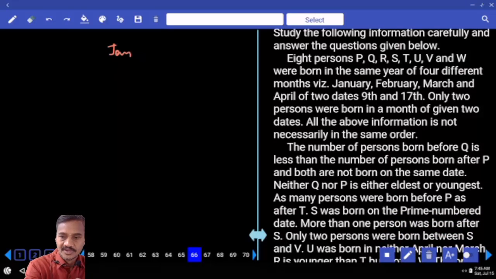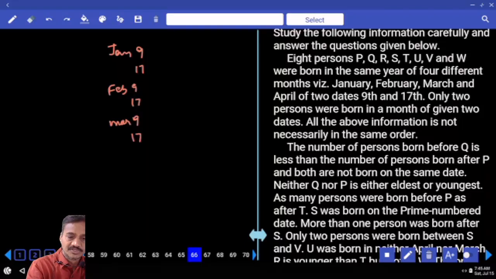Jan, and the dates are 9th and 17th. Jan 9, Jan 17. And next one, Feb, March and April. Now 8 persons were born on these 8 different dates.